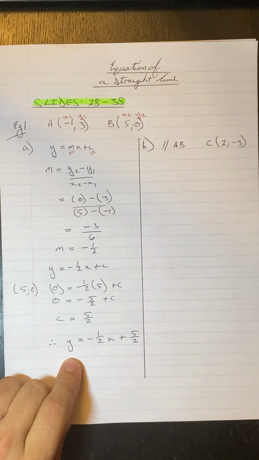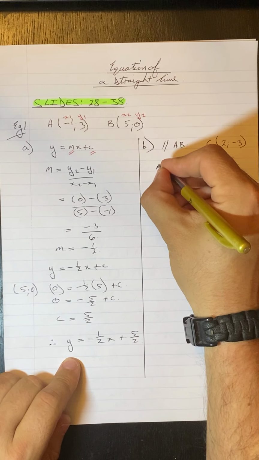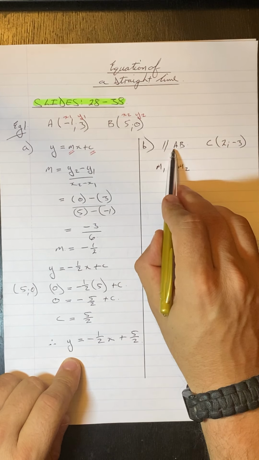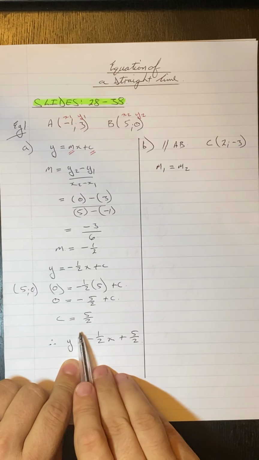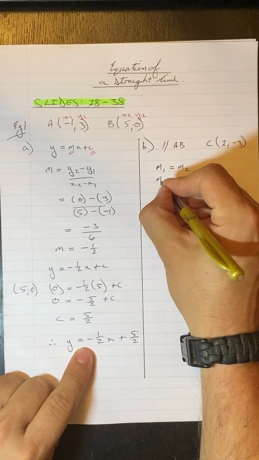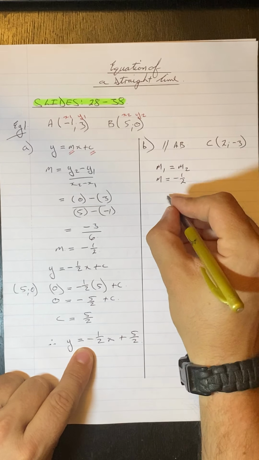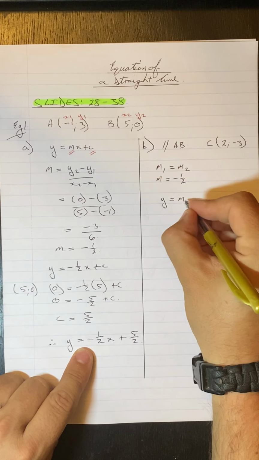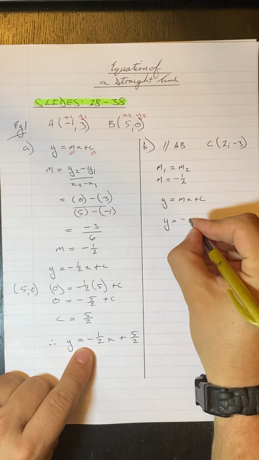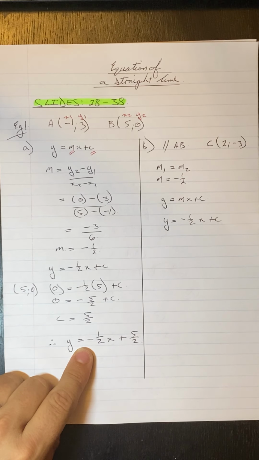Now, if lines are parallel, we know that the gradients are going to be equal. We know that m1 will be equal to m2 because lines are parallel. Now, the gradient for this AB line is this -1/2. So we know that the gradient for this new line is going to be -1/2. So y is equal to mx plus c. So y is equal to -1/2 x plus c, because our gradients are equal.